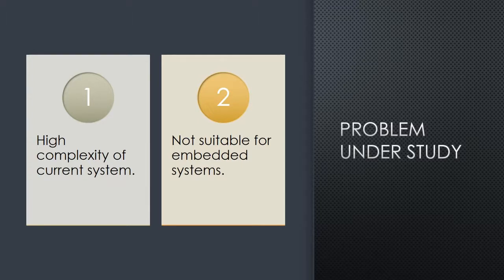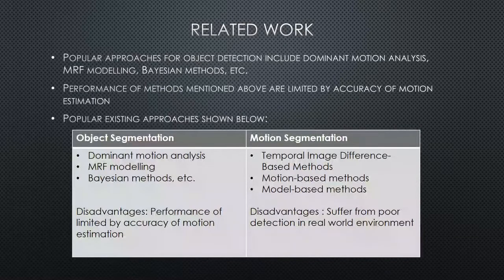We would first go over the related work that has been done. There are basically two kinds of approaches to motion detection: object segmentation and motion segmentation. Object segmentation is a process of partitioning a digital image into multiple segments, and these segments contain individual objects. It helps to determine the different entities that are present in the frame, so each and every entity can be identified separately.